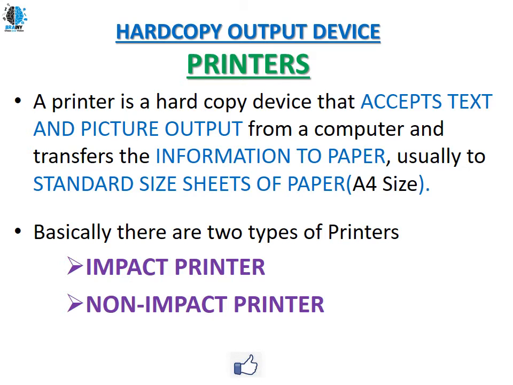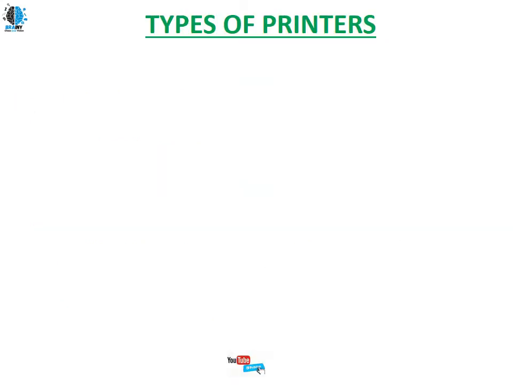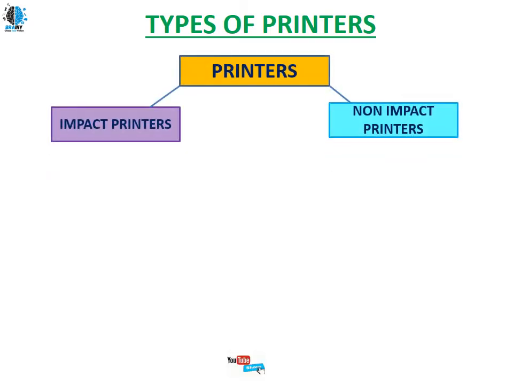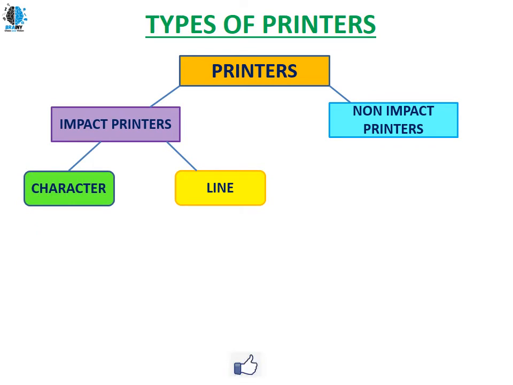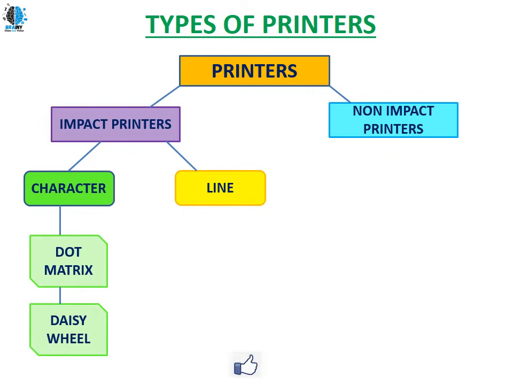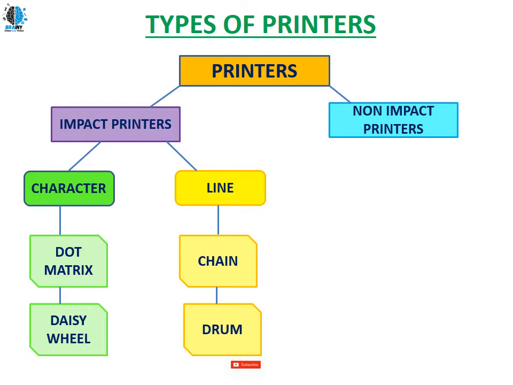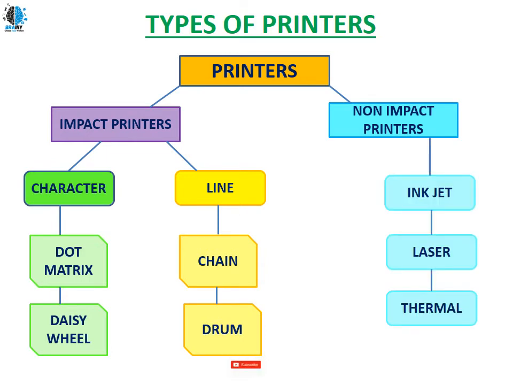Let's see in detail what is impact and what is non-impact. We have two types of printers here, impact printers and non-impact printers. In impact printers we have character printers and line printers. In character printers we have two types, dot matrix and daisy wheel printers. In line printers we have chain and drum printers. In non-impact printers we have inkjet printers, laser printers and thermal printers. All these are non-impact printers.